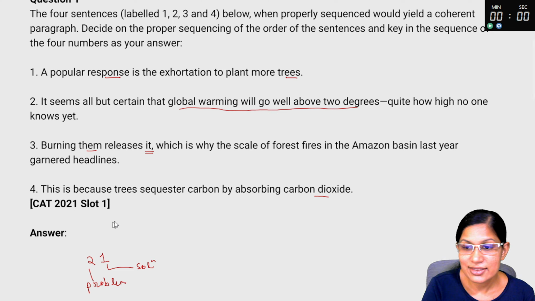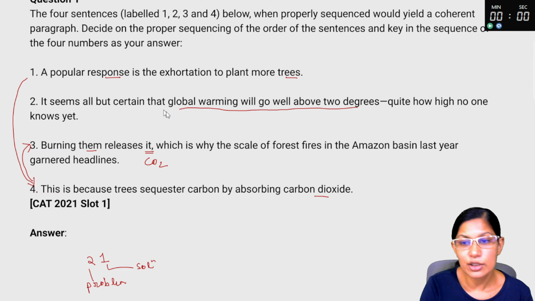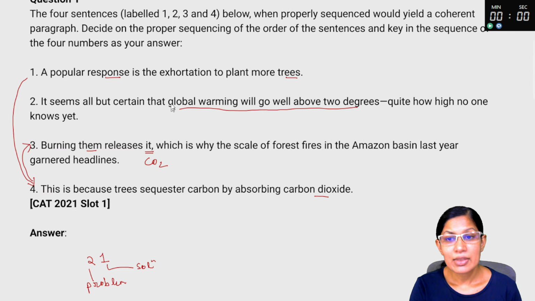They are absorbing it, right? So now 2 things are happening. One is we know that it is probably CO2, and another thing we can see is that from 1 there is a very clear link to 4, and in the same way from 4 to 3. Why am I saying that? Okay, global warming is happening. A popular response to that is plant more trees.